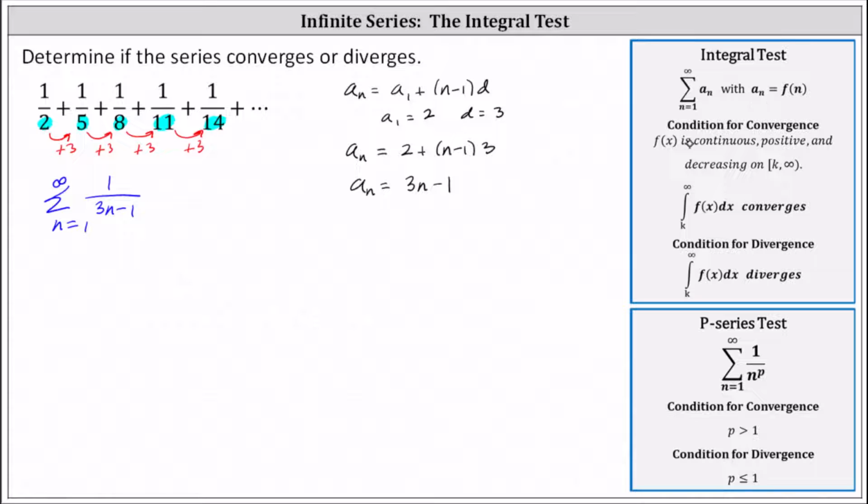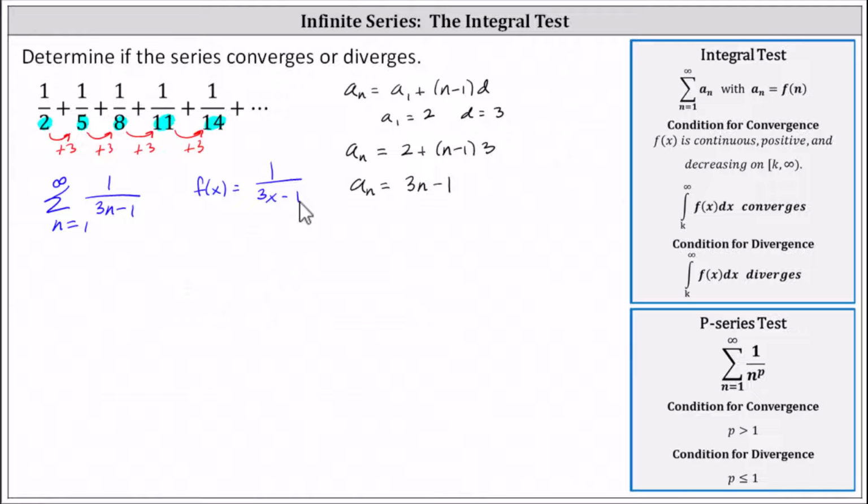From this, we form the function f of x, where f of x must be continuous, positive, and decreasing on the interval from k to infinity. Once we have the function in the interval, we evaluate the improper integral of f of x from k to infinity. If the integral converges, so does the series. If the integral diverges, so does the series. In our case, notice f of x will be 1 divided by the quantity 3x minus 1.